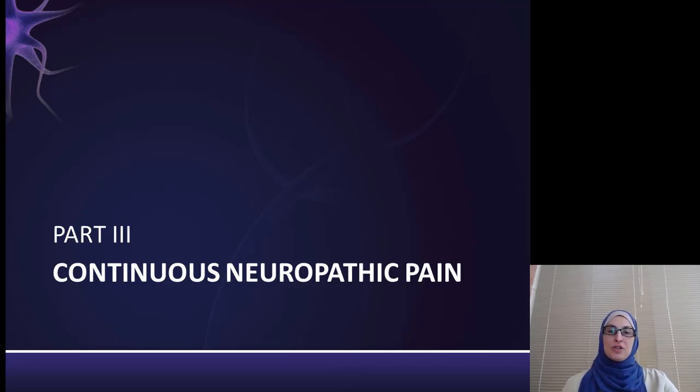So this is about trigeminal neuralgia as an example of episodic pain. Of course, other cranial nerves can be affected, but these are the main ones: the trigeminal and glossopharyngeal. The next part will be talking about continuous neuropathic pain.